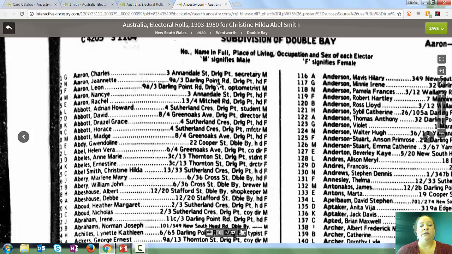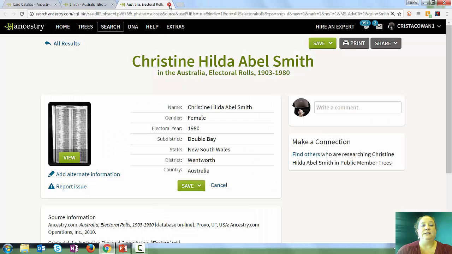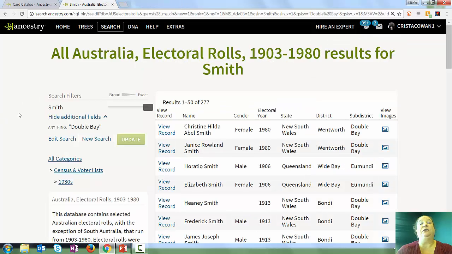There's also information here on this roll about their occupation. So you've got an address of where they live, the occupation, and then the gender indicator there. So great information available. One of the other things you want to do is pay attention to who's living in the same place.